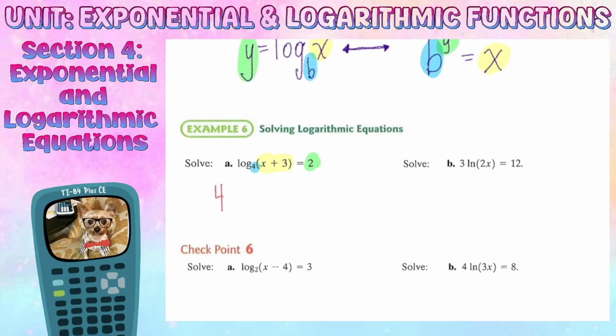So 4 to the 2 equals x plus 3. And what that did is it freed the x up. 4 to the 2, 4 squared is 16, equals x plus 3. Subtract 3 from both sides, and x equals 13.